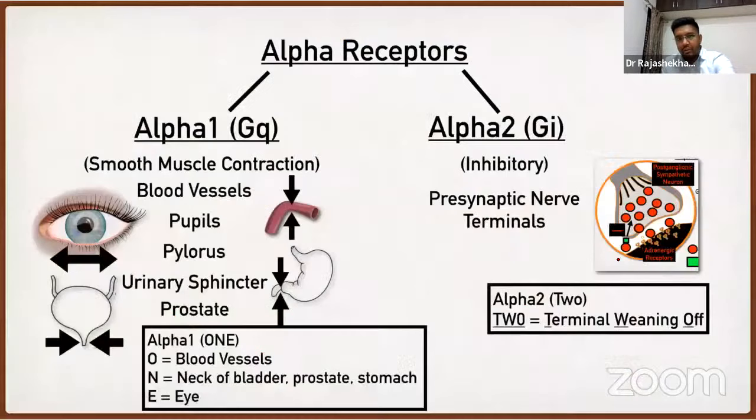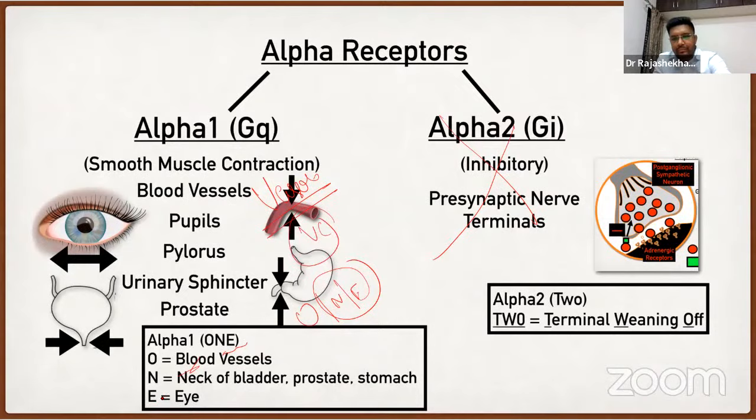The alpha receptors are classified as alpha 1 and alpha 2. Alpha 2 is not important for us because it is involved in presynaptic terminal transmission. Alpha 1 is a potent vasoconstriction receptor. The mnemonic here is one. It is present in the blood vessels, in the neck of the bladder and prostate, and in the eye. Important for us are the blood vessels, in which it causes vasoconstriction.